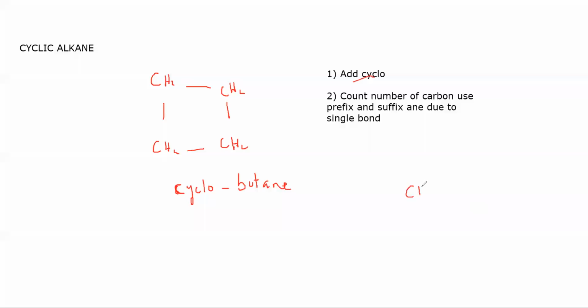If I say, what is the name of this compound? CH2, CH2, CH2. Cyclopropane. The term cyclo, when there is no end, we use the term cyclo. How many carbons are there? It contains 3 carbons, and 3 carbons means prop. And because they have a single bond, we call that ane. So it becomes cyclopropane.